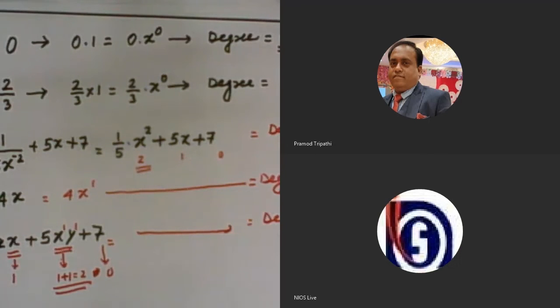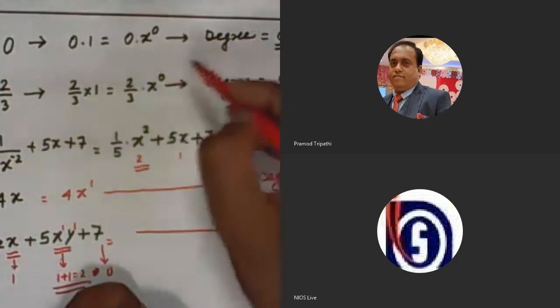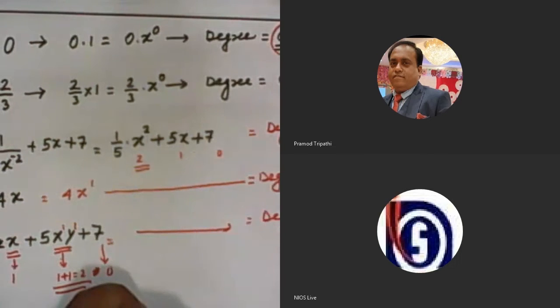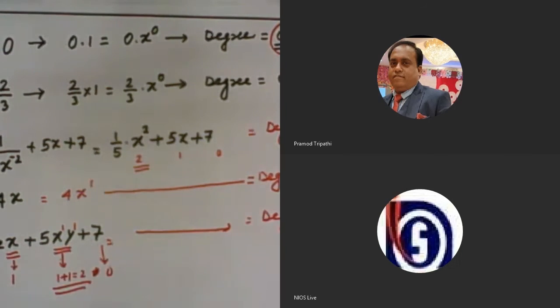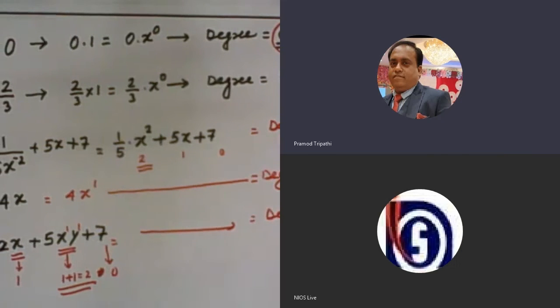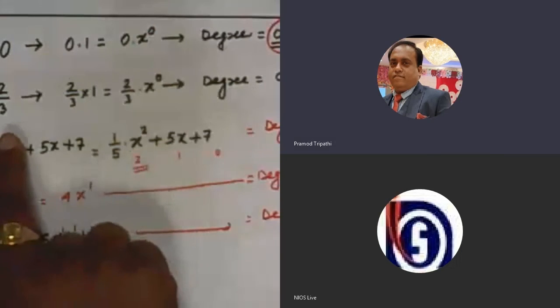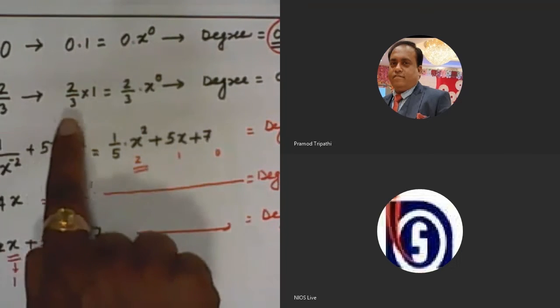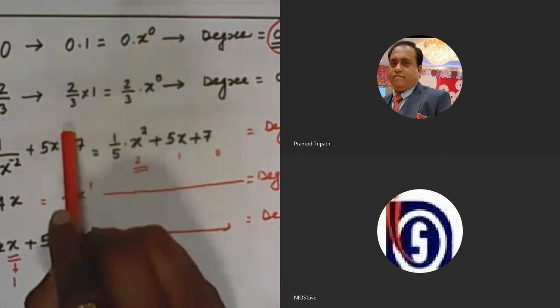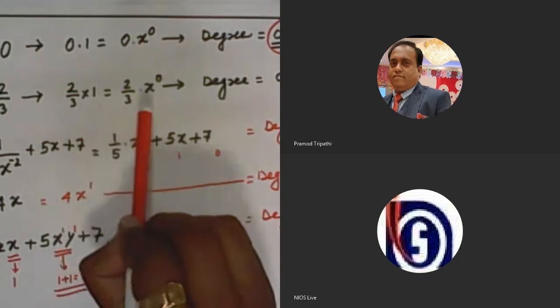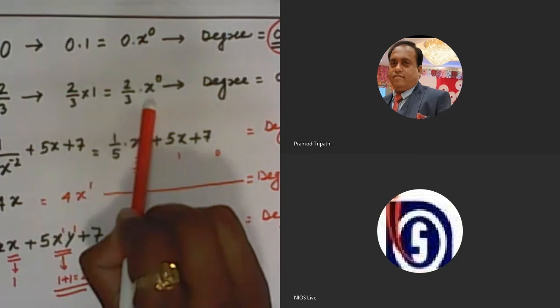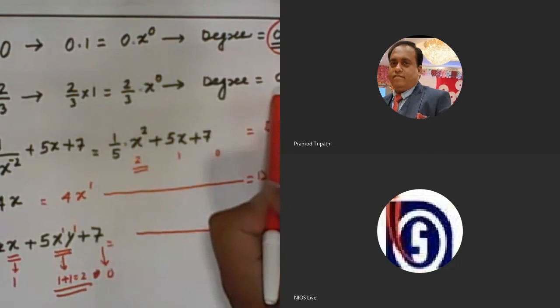So these are the cases, but what about this one? Is it right or wrong? You have to think on this question here. And it is very clear, 2 upon 3 can be written as 2 upon 3 into 1, and 1 can be written as x raised to the power 0. Any variable with the exponent 0 is always 1. So the degree is 0 here.